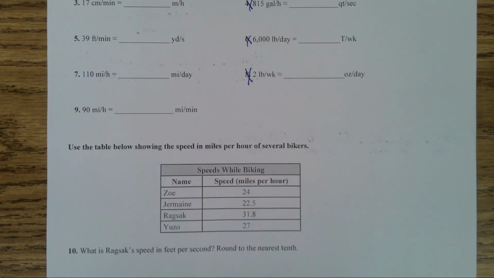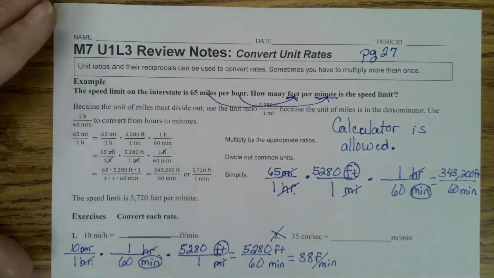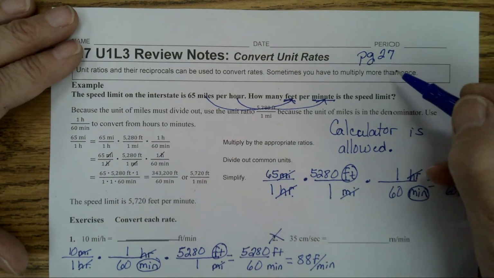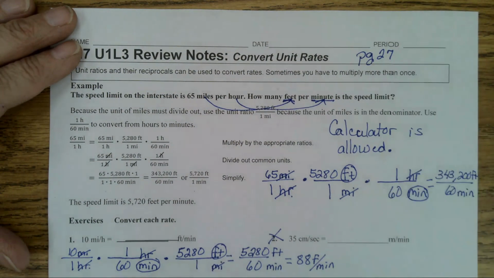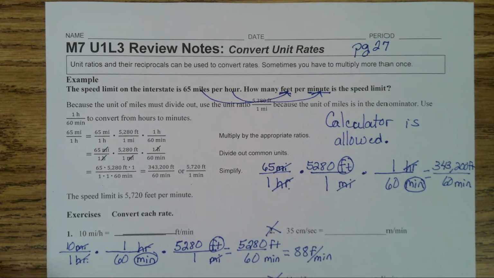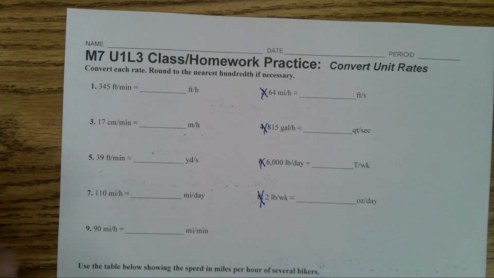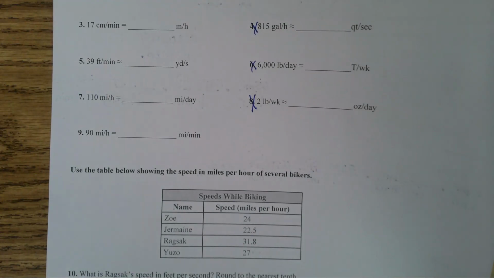And again, you may use a calculator for these problems. If you need help, you can always go back to your book and look at page 27 if you need help on that problem. So altogether, you have 1, 2, 3, 4, 5, 6, 7, 8, 9, 10, 11, 12 problems total to do for homework tonight.